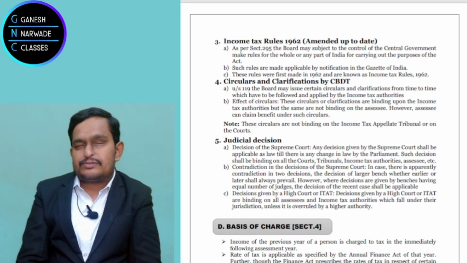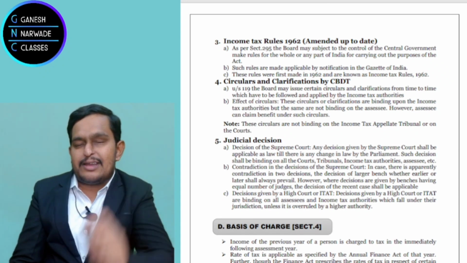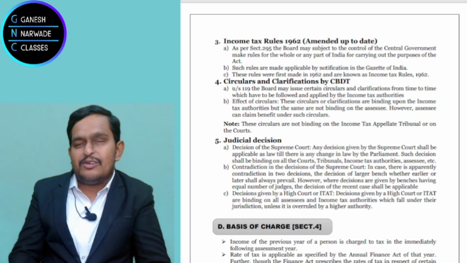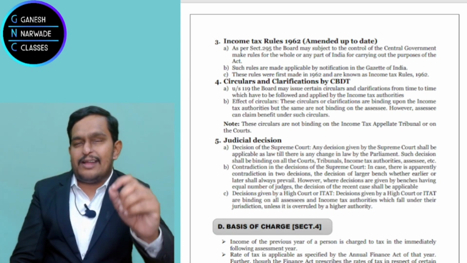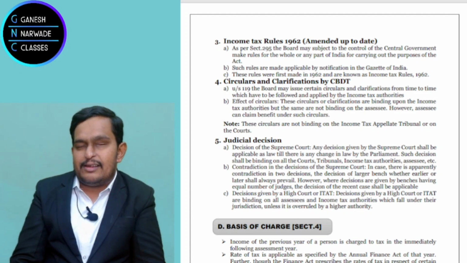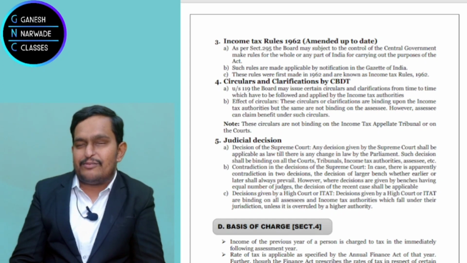Now similarly ITAT also. ITAT is Income Tax Appellate Tribunal, fast track court for income tax cases. Okay, and High Court is always above the ITAT. Supreme Court is above all the courts. Clear? Very good. Now we understood about circulars and clarifications also. Judgments of Supreme Court, judicial decisions also we understood.